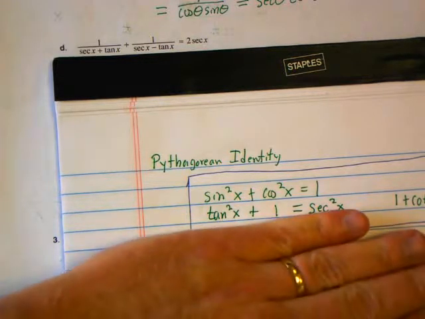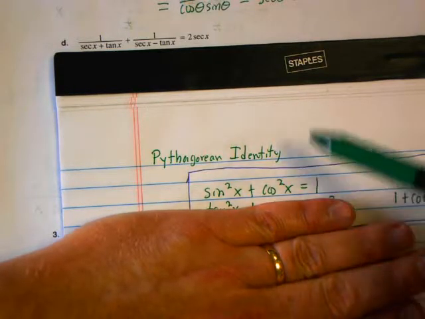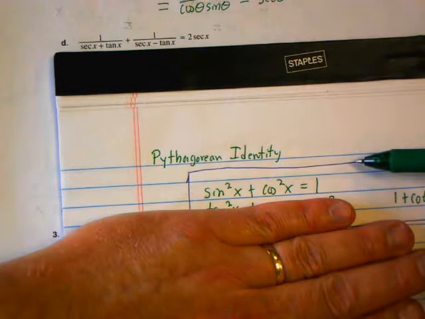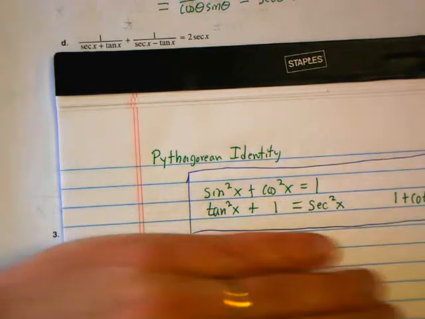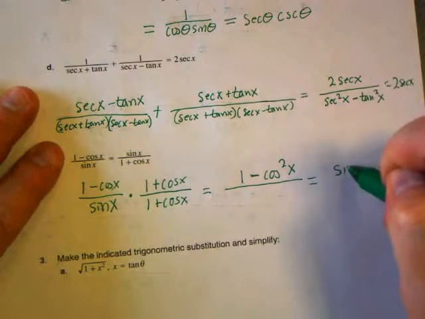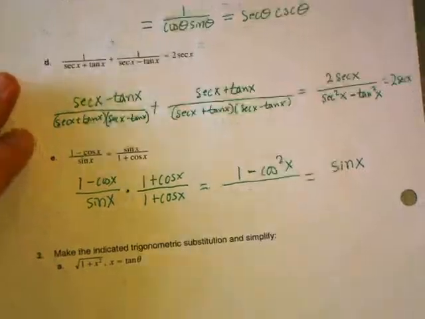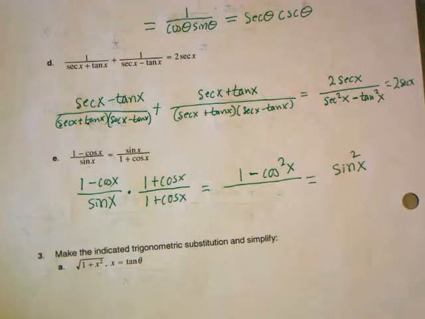Just look at this first one. If I move the cosine squared to the other side, I would have 1 minus cosine squared. 1 minus cosine squared would be the same as sine squared. So my top, that's why we use conjugates. We use conjugates a lot to force the Pythagorean identity to show up.